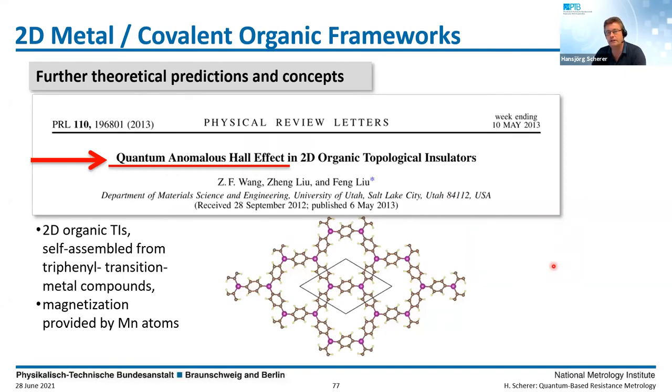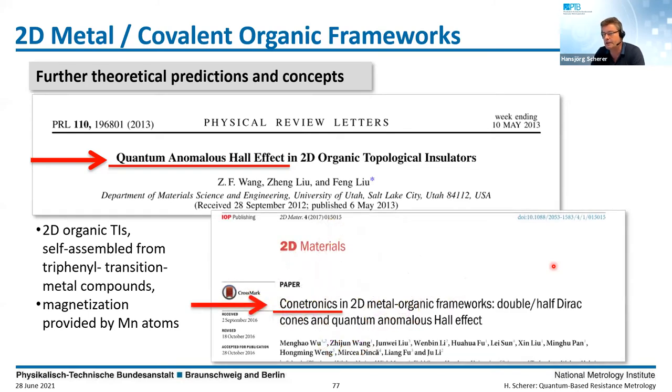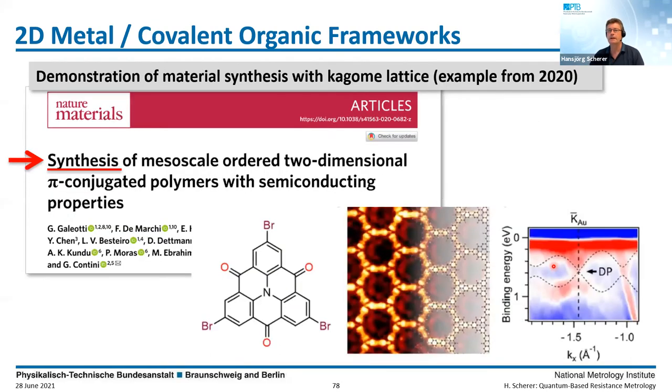There were further predictions from the same year that the quantum anomalous Hall effect could be realized in these systems, where, for instance, the magnetization was provided by manganese atoms, like in this example here. And then a few days later, there were even more evolved concepts, like you could use such 2D metal organic systems for conetronics, as it was said. Rather interesting prospects for this kind of new materials. Of course, it has meanwhile been demonstrated that you could synthesize such materials. Here's an example from 2020, so quite recent, of such an organic system with a Kagome lattice, which is a Dirac cone system.